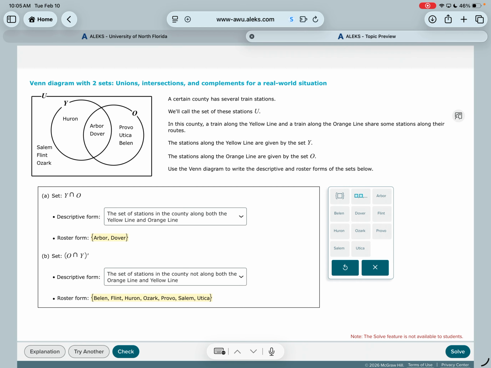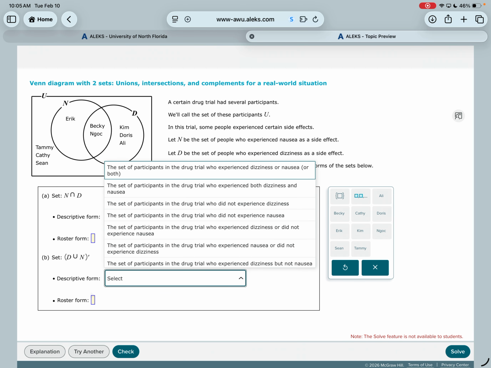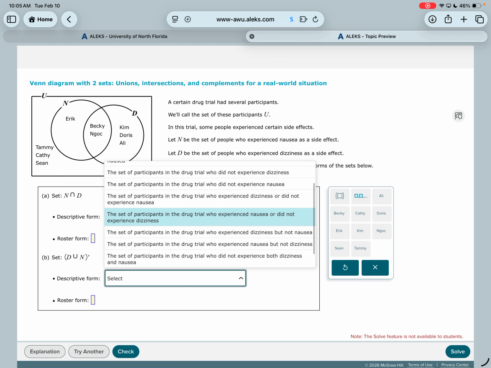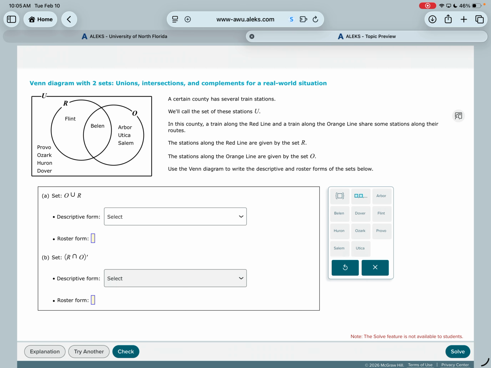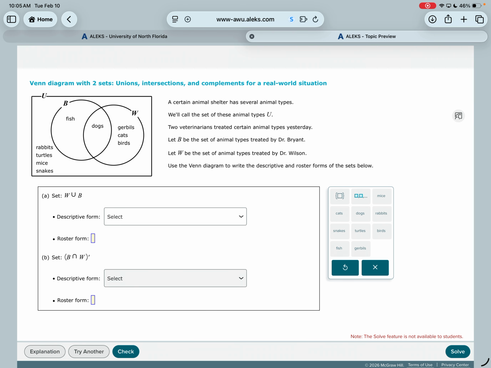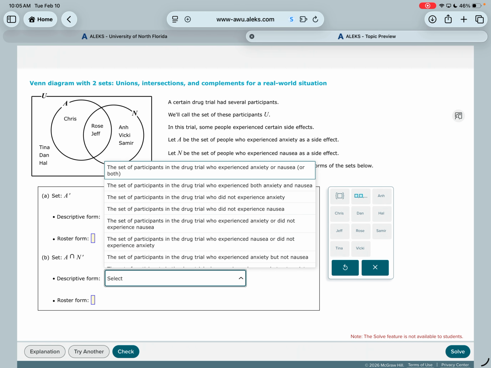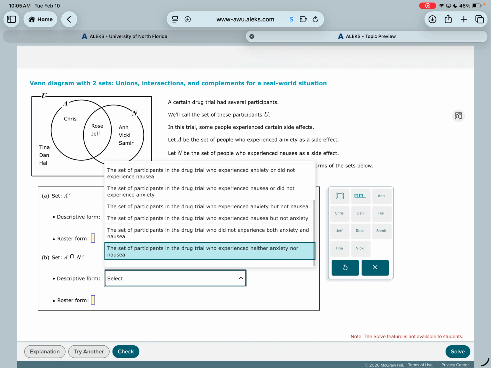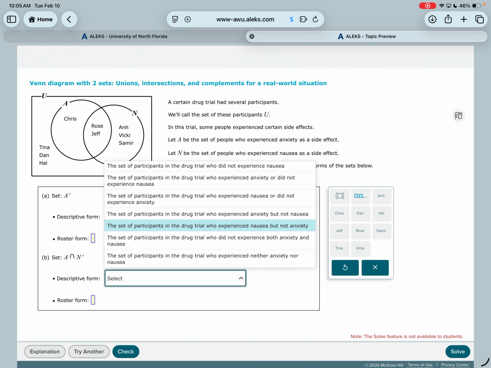Okay. There was one, though, that was hard that I wanted. We haven't mentioned it yet. I think it's this one. Okay. A and N. A is anxiety, N is nausea. So part B right there. A and not nausea. Okay. So I think the way they word this one would be this one right here. The set of participants in a drug trial who experience anxiety but not nausea.